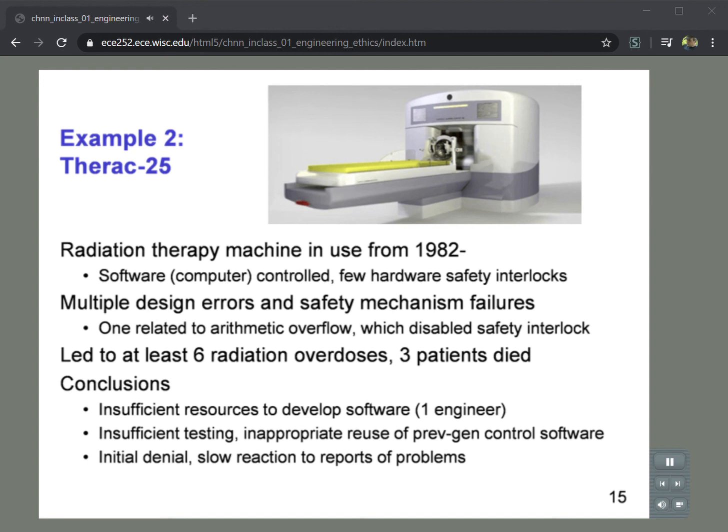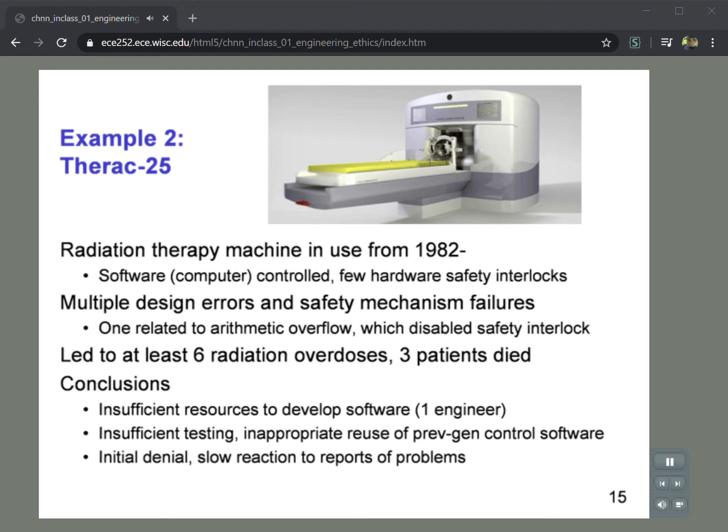And the conclusions that came out of the study that was done to understand what went wrong were that the company had really applied insufficient resources to developing the software for this machine. They really just had one programmer and one engineer working on it. There was insufficient testing of that software. There was inappropriate reuse of previous generation control software.